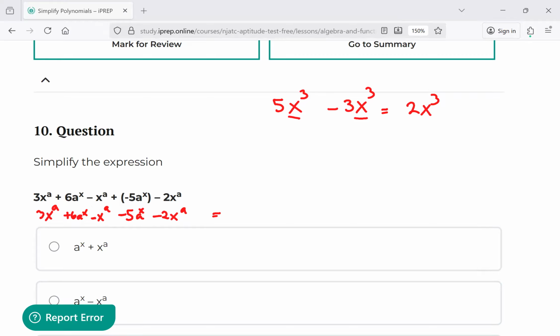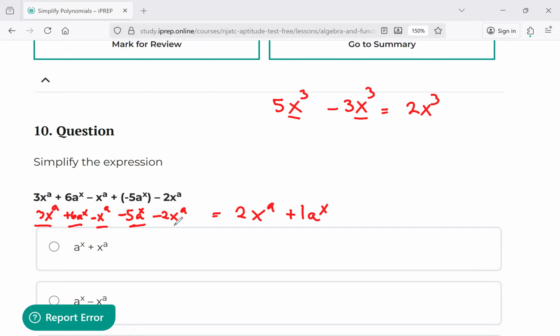So put it all together. Let's start with the xa's. X raised to the a. I see one here and I see one here. So they're the same base and the same power, so you can combine them. So 3 minus 1 is 2xa. And then what about a raised to the x? So you have a 6ax and a negative 5ax, which is positive 1ax.